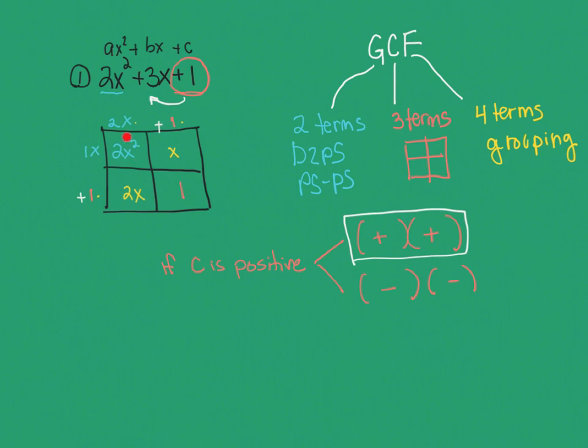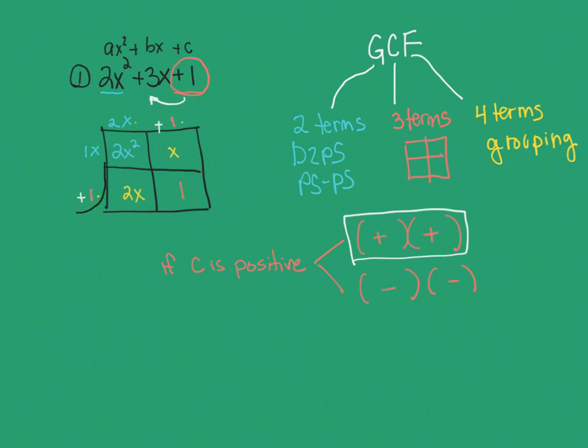Well, this is a 2x squared. Yes, that was in the problem. We have a 2x and a 1x, which is 3x. And then we have a positive 1. And so then that tells me that I have indeed found the two correct factors.